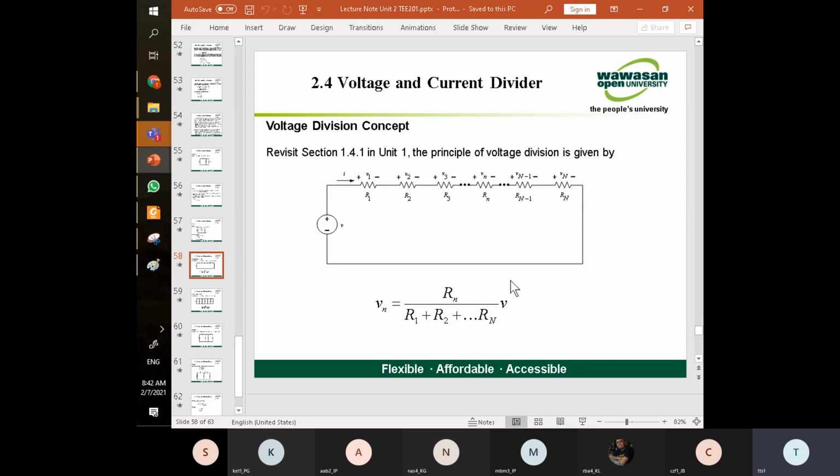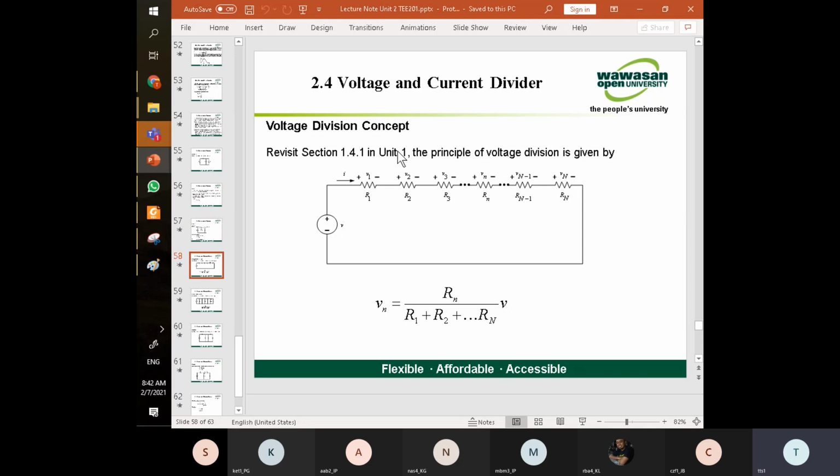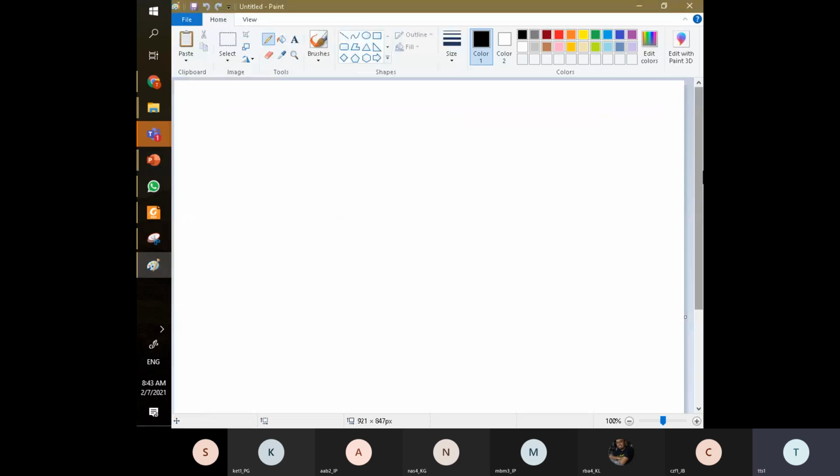Basically, this current and the voltage divider, I think I can explain in another, easier way. Let's say you have one voltage source here. Okay, let's say it's 10 volts. 10 volts is a good number to calculate, right? So let's say you have 3 resistors here. But let's start with 2 resistors only.